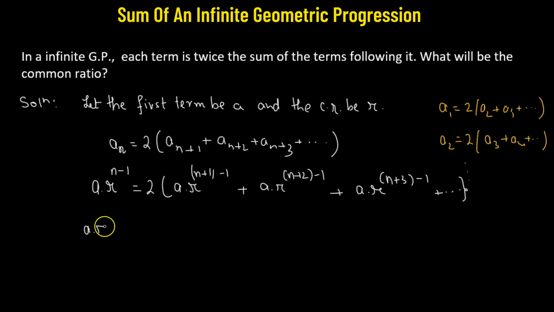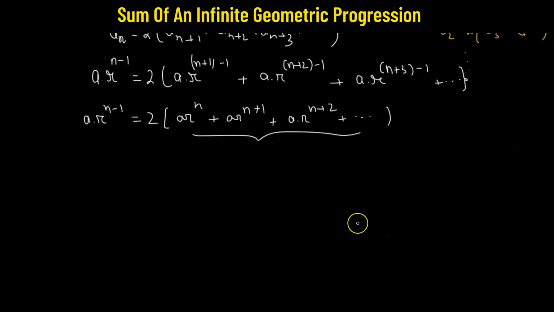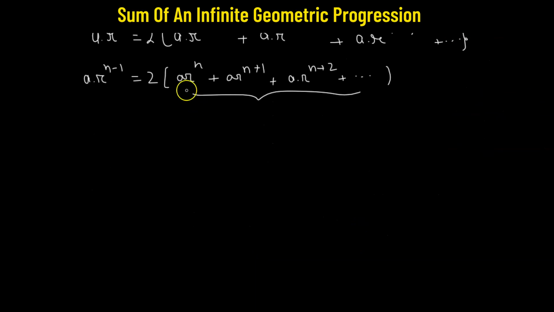Now we have a times r raised to the power of n minus 1 equals 2 multiplied by a r raised to the power of n plus a r raised to the power of n plus 1 plus a r raised to the power of n plus 2 and so on. Now we'll see that this becomes a geometric series. Here the first term is going to be a r raised to the power of n. So let's find out the common ratio. We'll consider a r raised to the power of n plus 1 and divide by a r raised to the power of n. So our common ratio is simply going to be r.